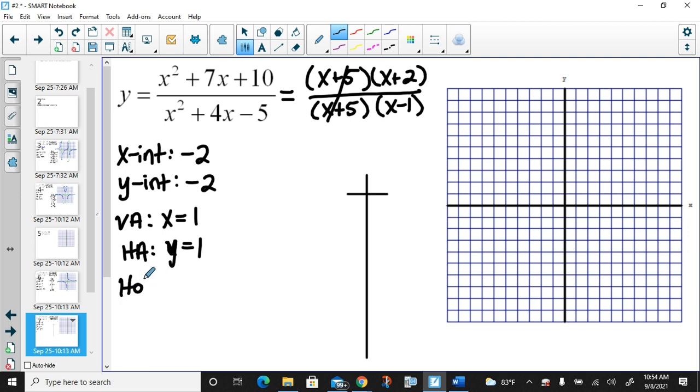All right, we are going to have a hole, we said. What's the x coordinate of my hole? -5. How do I find the y coordinate? Plug it into what's left, right? So we get -3 up top and -6 down below, so 1/2.